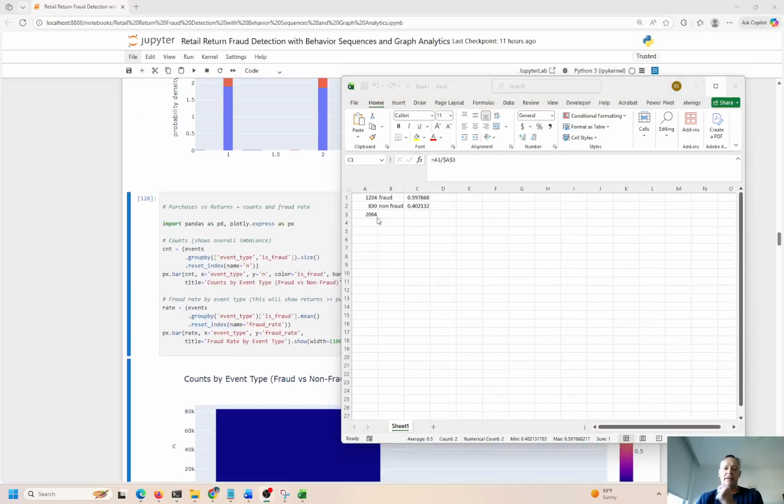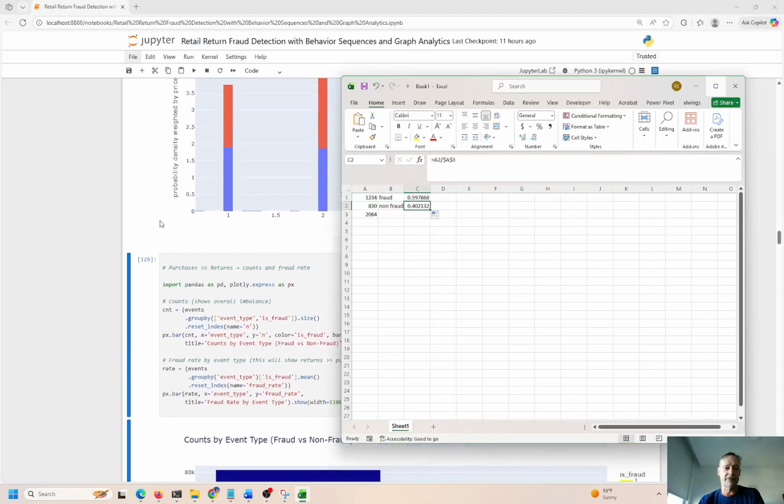So we have 1,234 fraud cases among the returns, 830 non-fraud. So these are legit returns. The person just changed their mind for whatever reason. They want their money back. These are fraud transactions, right? They're returning a different item, or they bought a more expensive item, right? Return a cheaper item, but they're going to get the full price for the expensive item. So the person's actually making a profit on this. 59% is fraud, 40% is non-fraud.